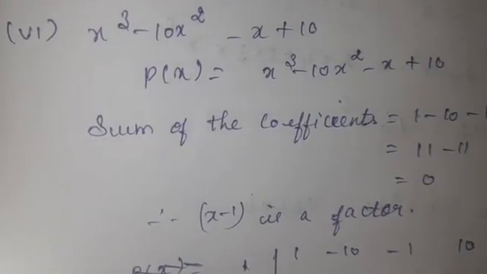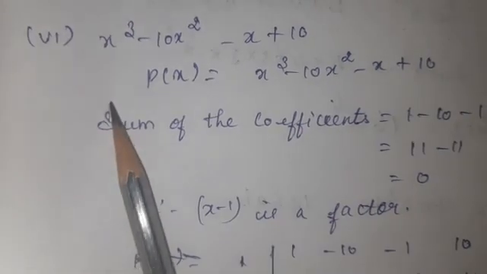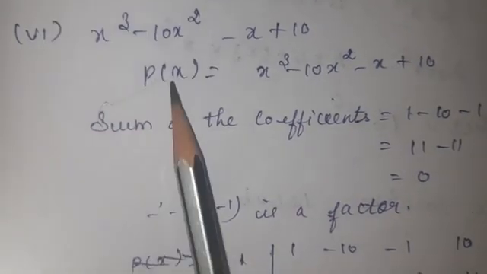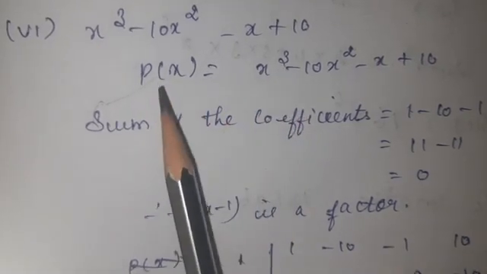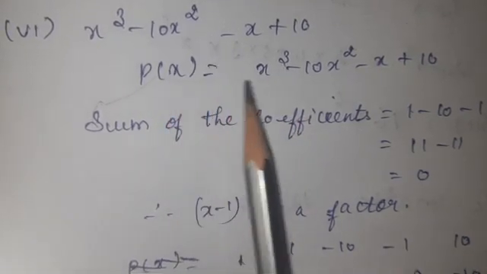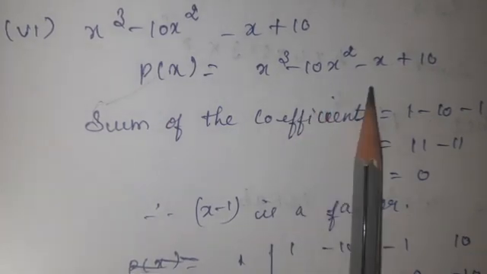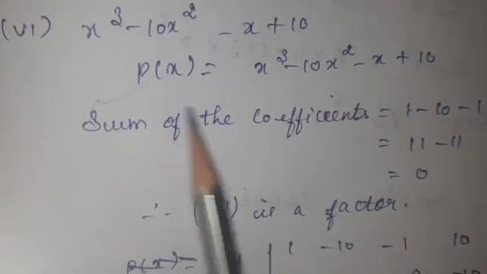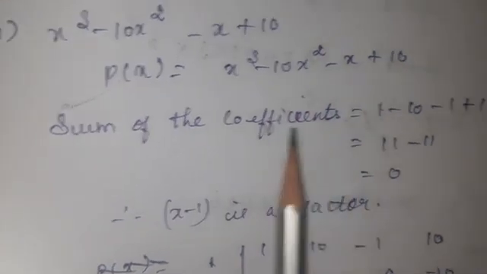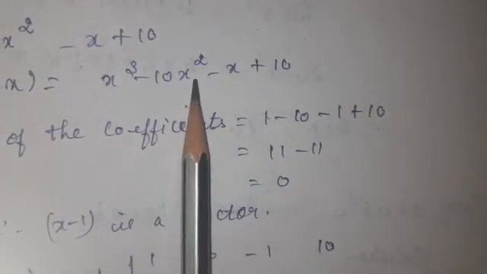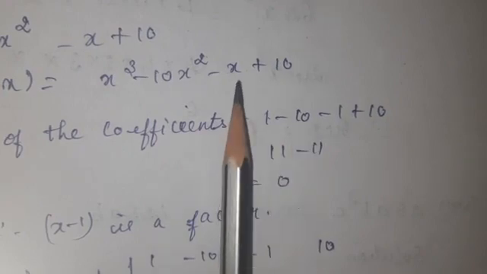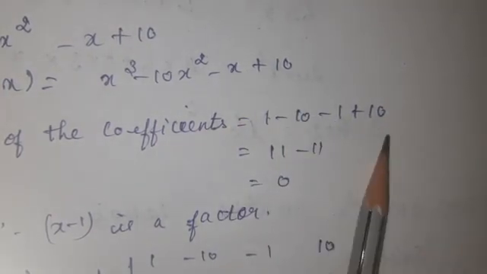Sixth question, x cube minus 10x square minus x plus 10. We give the name as p of x is equal to x cube minus 10x square minus x plus 10. Sum of the coefficients. So add the coefficients. Here coefficient for x cube is 1. Coefficient of x square is minus 10. Coefficient of x is minus 1 plus 10.